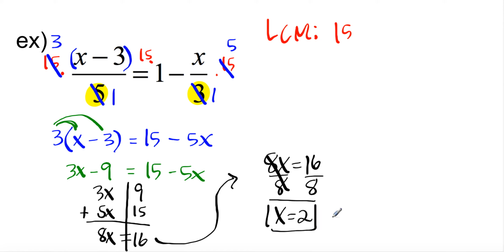So as you can see, once we get rid of the fractions, these equations become much easier and much more manageable to deal with. So anytime you see an equation that involves fractions, find the least common multiple, multiply each term by the least common multiple, and get rid of those fractions.